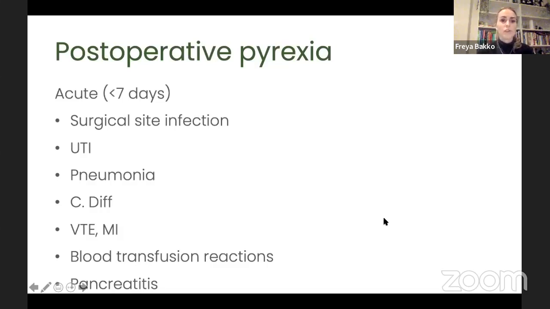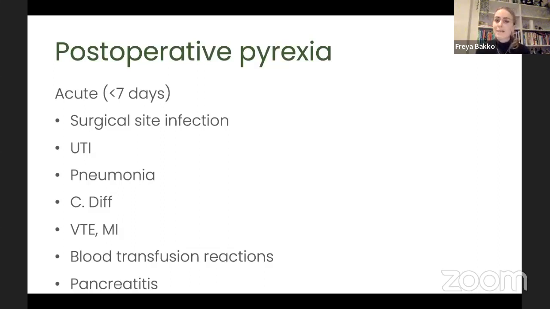So acute postoperative pyrexia is any fever occurring within 7 days of surgery. This is usually due to infections, so whether that's of the surgical site, or a UTI. This can often occur because patients either have catheters in situ postoperatively, or because they're experiencing urinary retention due to medication or opioid use, for example. Pneumonia, as mentioned, because patients don't take deep breaths due to pain.